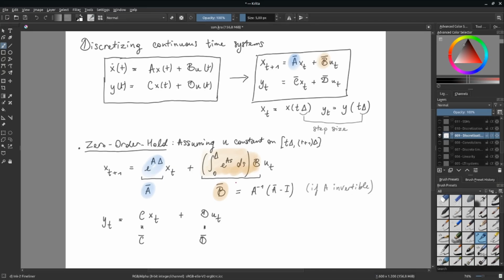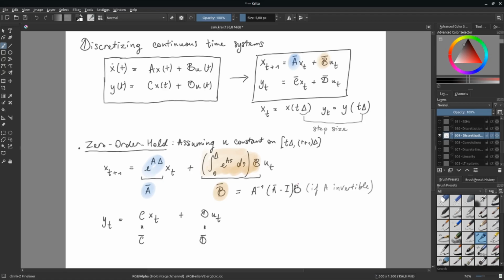And it turns out that if A is invertible, this should be B here, so A inverse, so you need A to be invertible, which is not always the case, times A bar minus I times B.